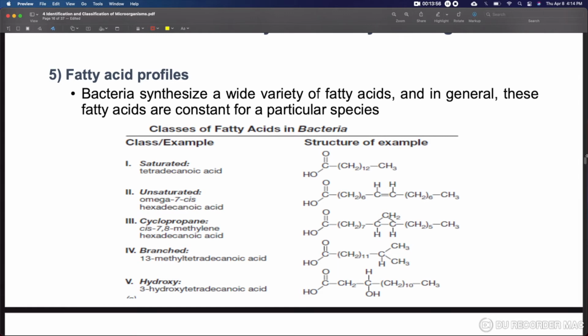Moving on, for the last part of your phenotypic analysis for identification of microorganisms, we have what we call fatty acid profiles. Specifically, we're using what we call your FAME analysis. What we mean by FAME is fatty acid methyl esters. So this fatty acid methyl ester analysis, FAME analysis, takes a look at the differences in the composition of the fatty acids in the cell membrane of your microorganism.